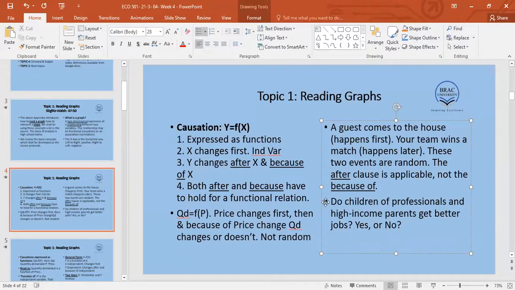Okay, what is this? Children of professionals and high income parents get better jobs. In economic research, we sometimes ask these questions. Do children of professionals and high income parents get better jobs? Most of the cases, yes, sir. Okay, but can we say that because my father was a professional, because my parents were high income, that's why today I'm a university teacher?